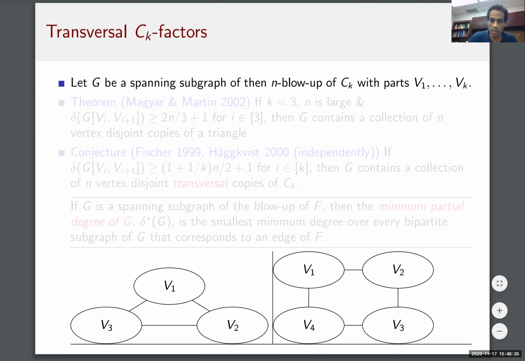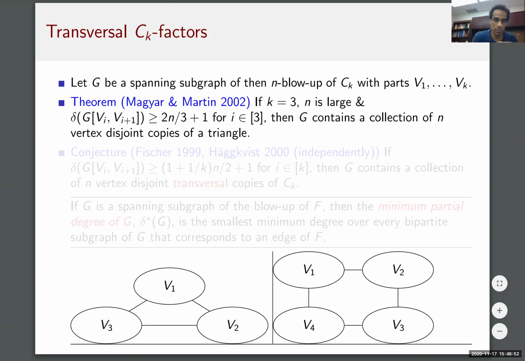In the triangle, we have edges between every part. In the 4-cycle, we don't have edges between V1 and V3, or V2 and V4. A starting point for this talk is a result of Magyar and Martin from 2002, which says that if n is large enough, this is k equal to 3, so we're thinking about the blowup of a triangle.